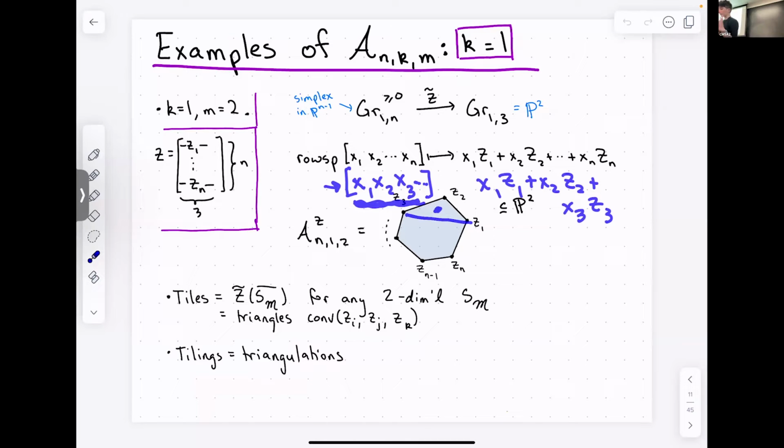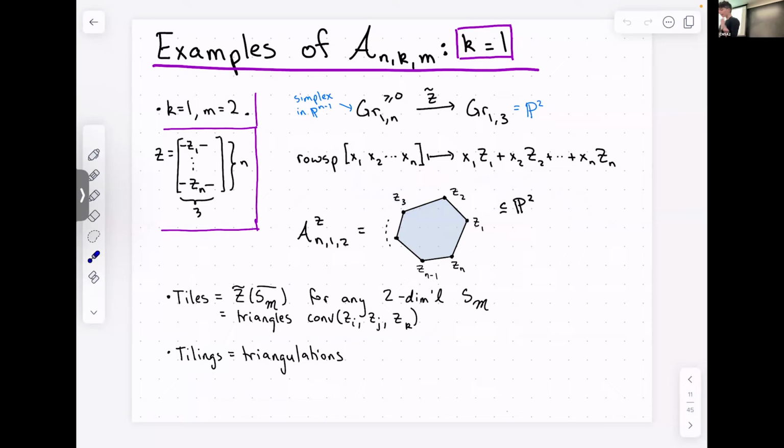Okay, so that's what the image is. And so if I'm sweeping out the whole cell, I'm letting x1, x2, and x3 vary over all positive real numbers. And so the point that I'm getting in the triangle is actually sweeping out this whole triangle. So the images of two-dimensional positroid cells in this amplituhedron are exactly just triangles sitting in the polygon.